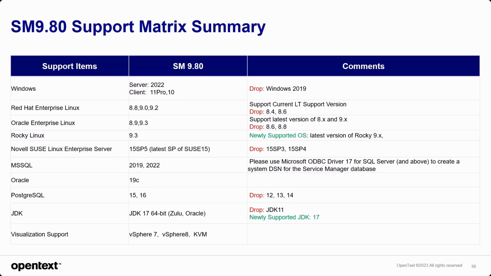So for those items marked in green, those are the new versions or new platforms we introduced from Service Manager 9.80. So Java JDK 17 is something I want to highlight here, and we also support Rocky Linux from Service Manager 9.80.